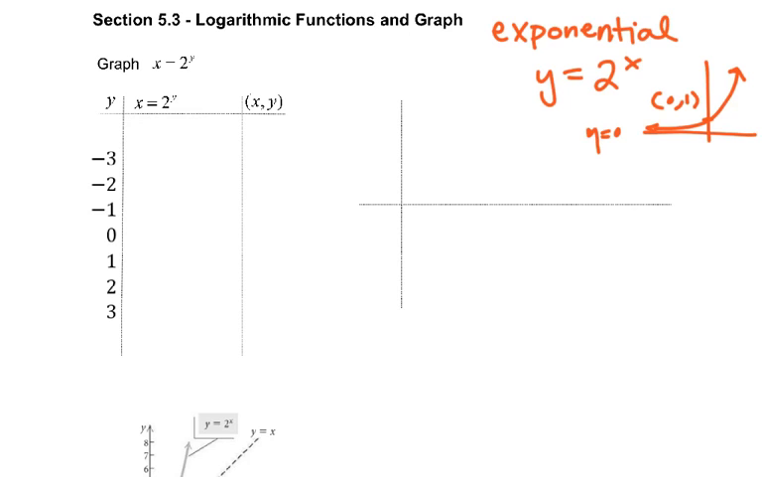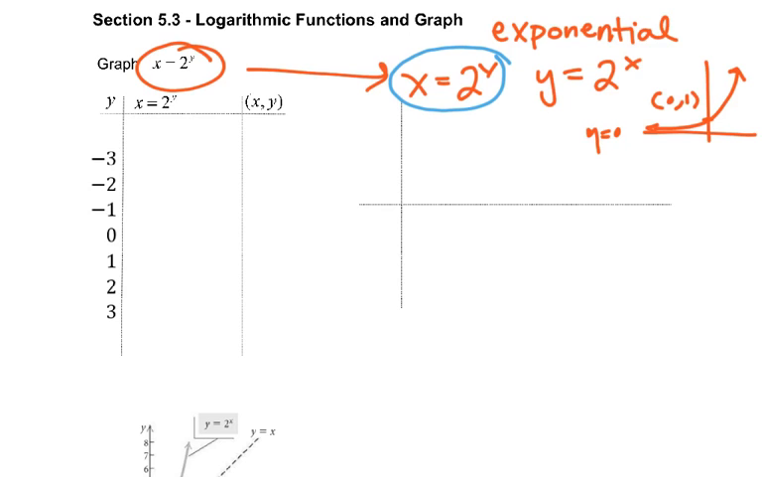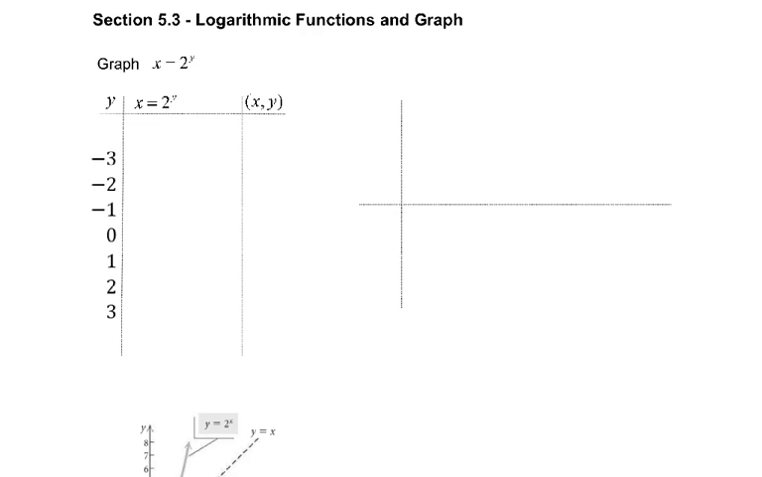Okay, so in this situation, we're going to talk about the graph of a logarithmic function. And you'll notice this guy right here, we have x equals 2 to the y. So when you compare this logarithmic graph and this exponential graph, what do you notice about these two? That the x and y values are interchanged, which means we're dealing with the inverse of an exponential function.